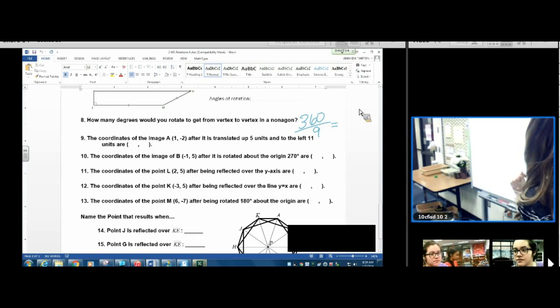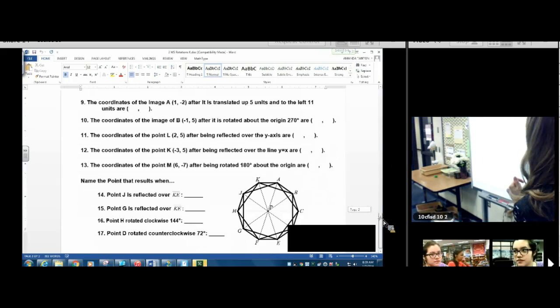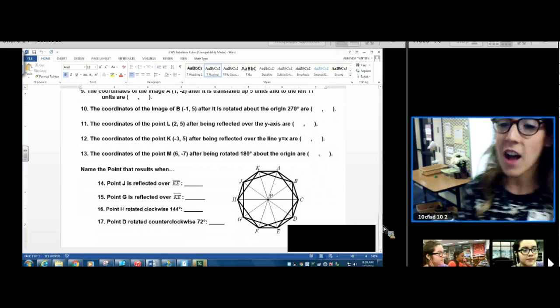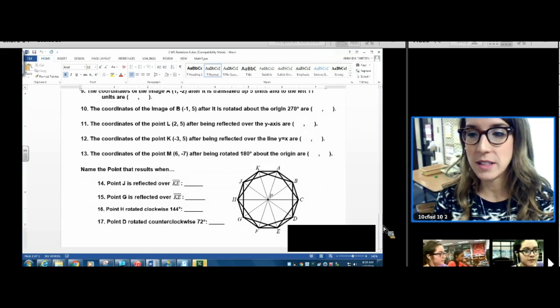Number 12. I like this unit. It's fun. Okay, number 12. This one could show up on the quiz today.